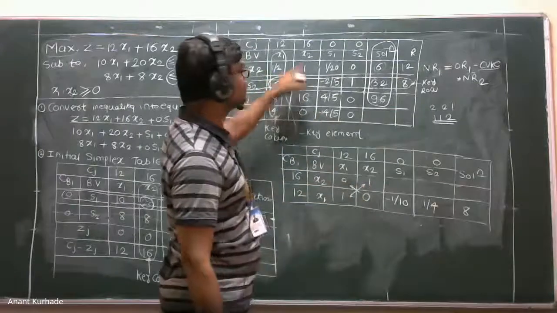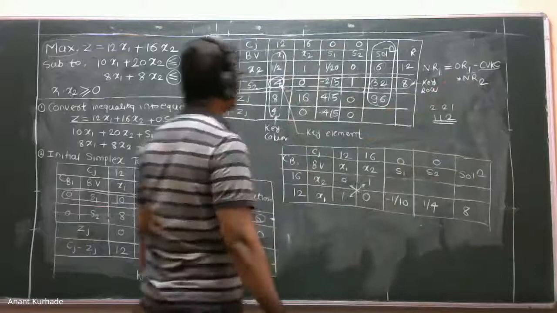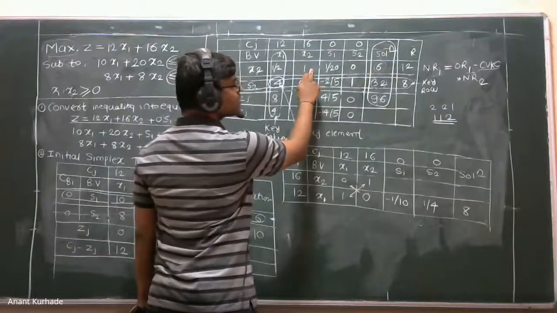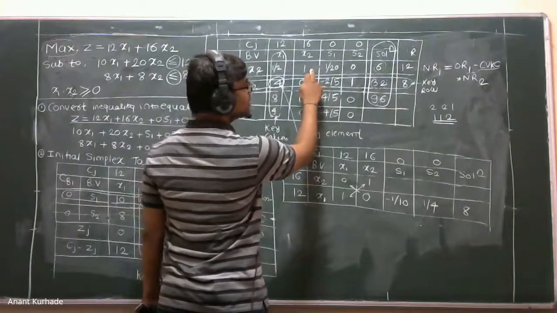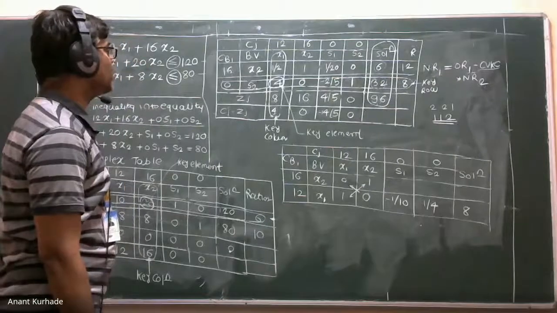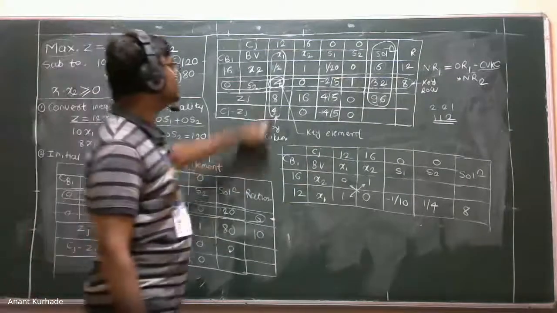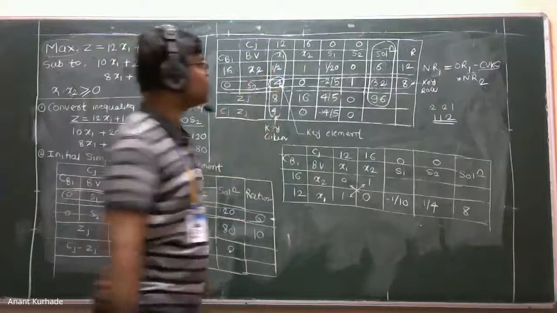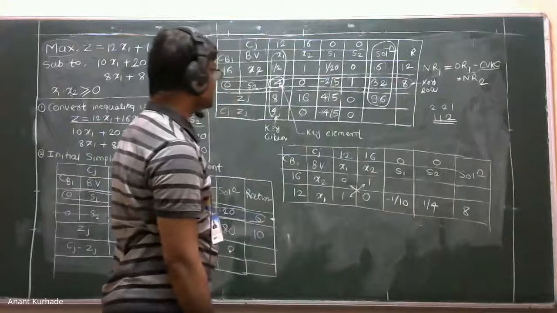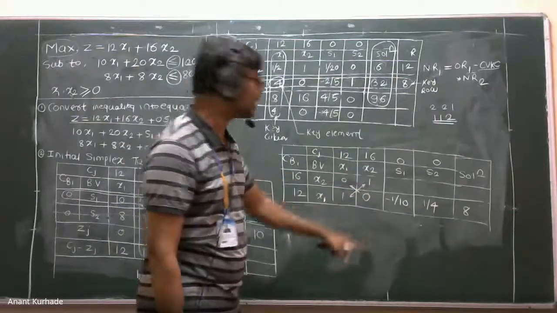Now we can check this one. New value of R1 is equal to old value of R1, row 1. So it is 1. Okay, 1 minus the corresponding value of the key column. What was that value? It is 1 upon 2 into new value of row number 2. What is that new value of row number 2? It is 0. So 1 minus 0 it is 1.